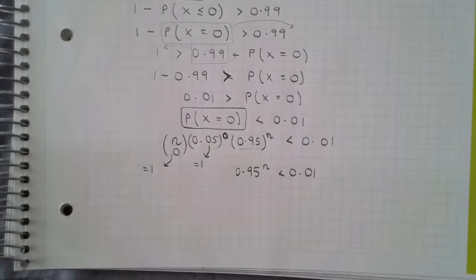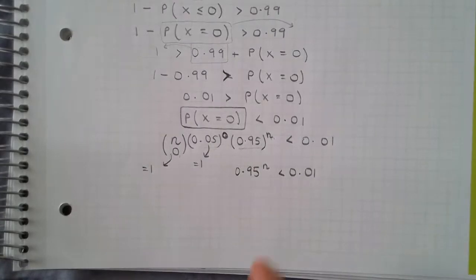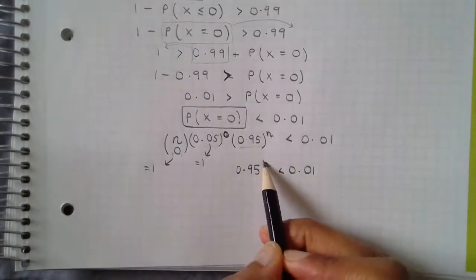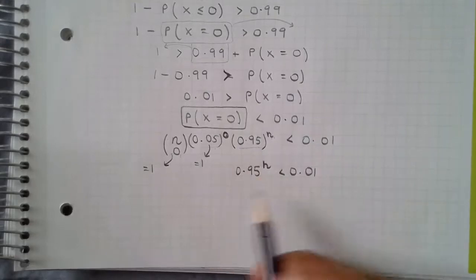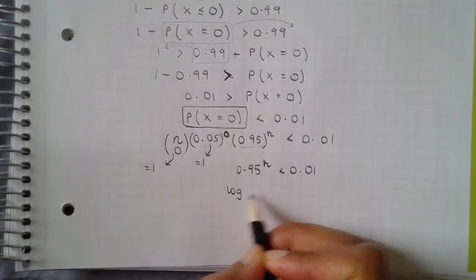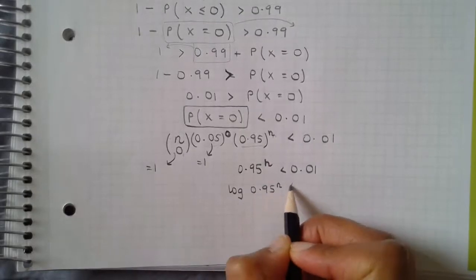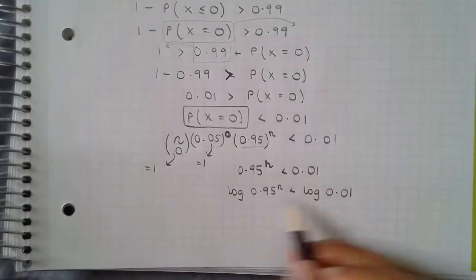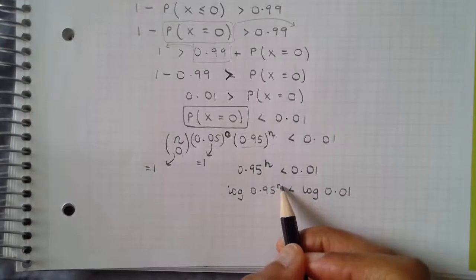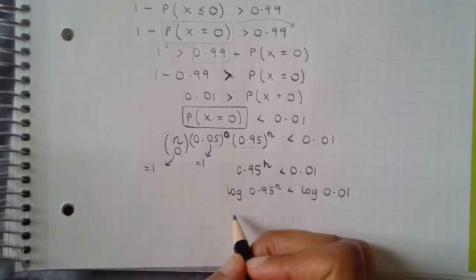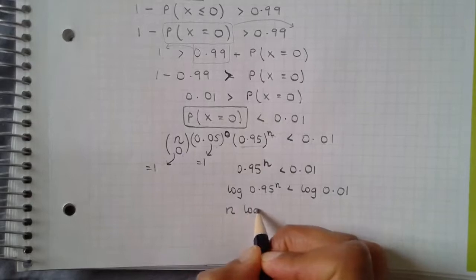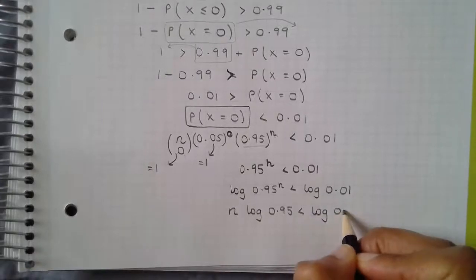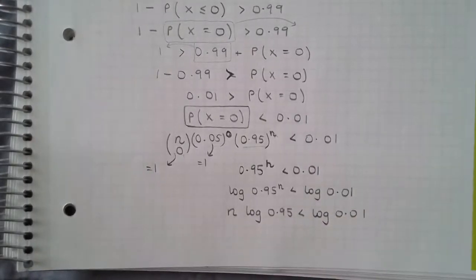So to bring the power of an unknown back to the base, we log both sides. So log 0.95 to the n is less than log 0.01. In the laws of logs, if the unknown is in the power, it can be brought forward to become a coefficient. It becomes n log 0.95 less than log 0.01. Now we're going to divide through by log 0.95 to get n on its own.